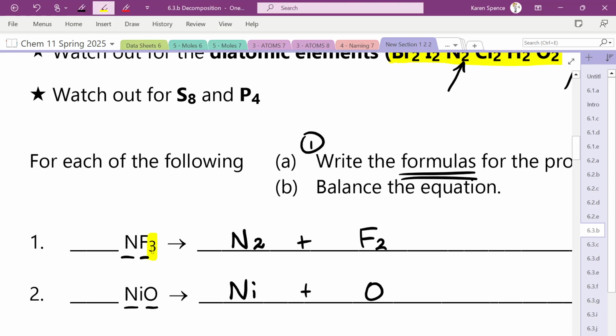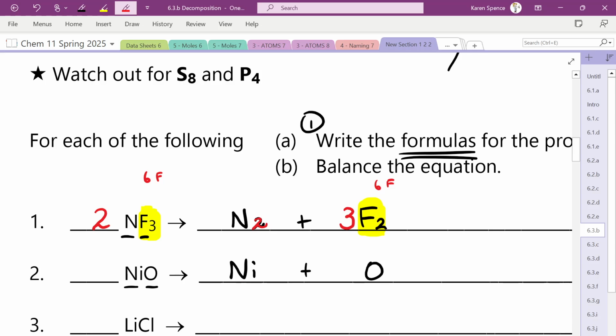Over on the left-hand side, we have 3 fluorine. On the right-hand side, we have 2 fluorine. How do we balance something when we have an odd number and an even number? Lowest common multiple, which is 6. So we're going to put a 3 here. That's going to give us 6 fluorines. We're going to put a 2 here. That's going to give us 6 fluorines. And I already needed 2 N's, so I'm all done. Is that good? Okay.